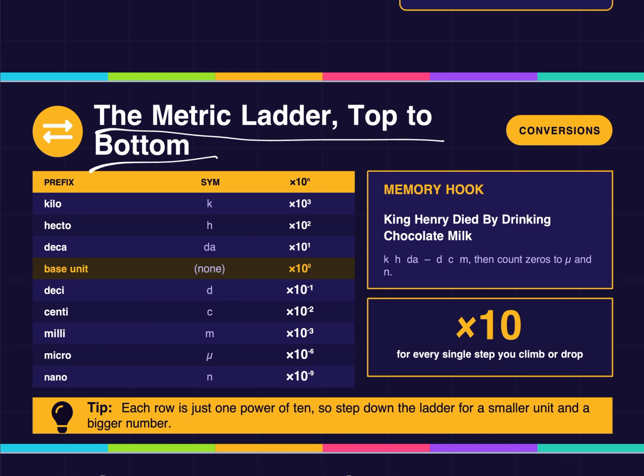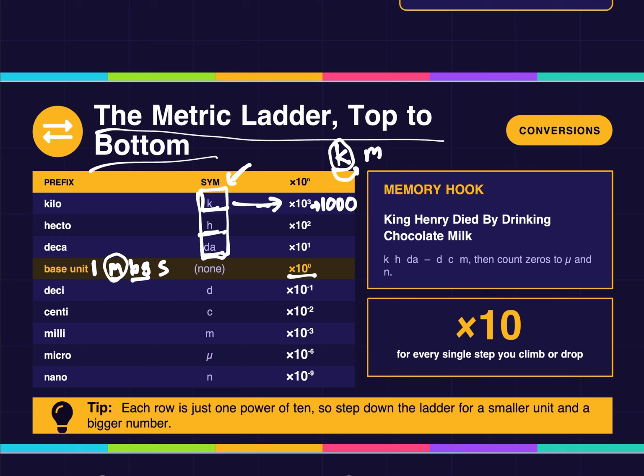Now, what is the metric ladder? It gives you a base unit like a meter, a kg, or a second, one of the SI units we used beforehand, right? And then from that unit, you have other prefixes to represent this unit. Now, what do I mean by a prefix? For example, if I had meter, kilometer would be km. So k is before m, and it makes it a prefix. And the prefix k represents 10 to the third, which is 1,000. Okay? This means it's 1,000 meters.